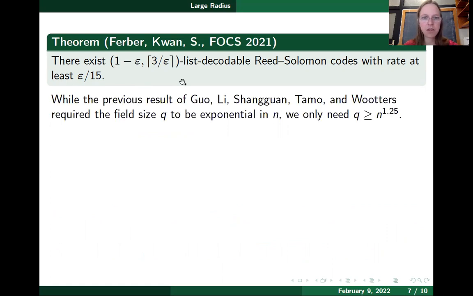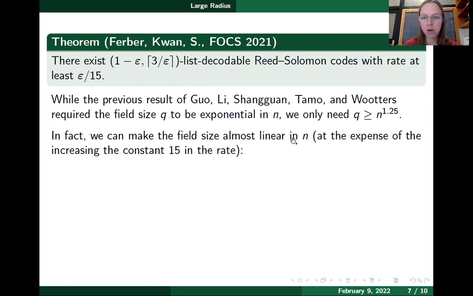And I want to point out that this result relies on the field being large. However, it doesn't have to be as large as in the previous results on this topic. In particular, the preceding result of Guruswami, Zhang, Guan, Tamo, and Wootters required the field size Q to be exponential in n, whereas we only need it to be polynomial. So we only need for this result the field size Q to be at least n to the 1.25. And in fact, we can make the field size almost linear in n.